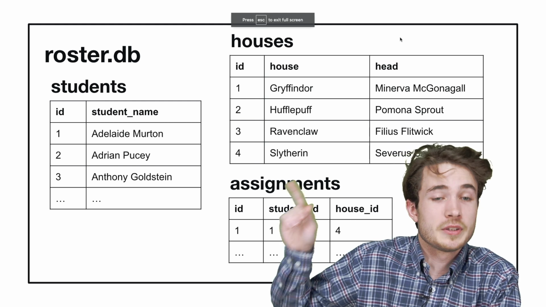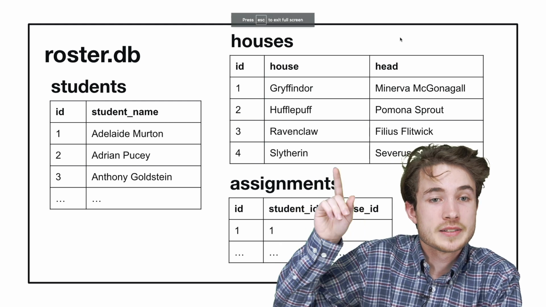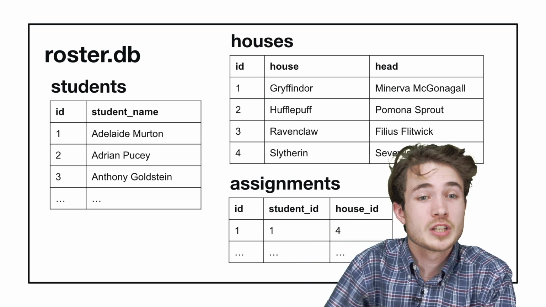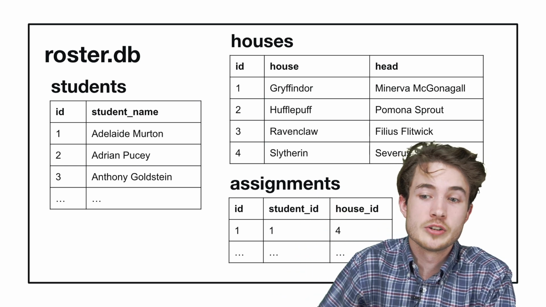And I could call it something else. And now if I reference that same ID, I'll get a different name for this student house, right? But I should never change the primary key in general.